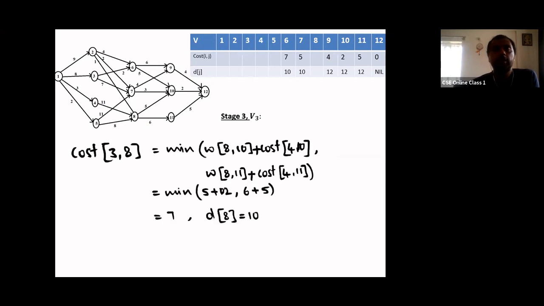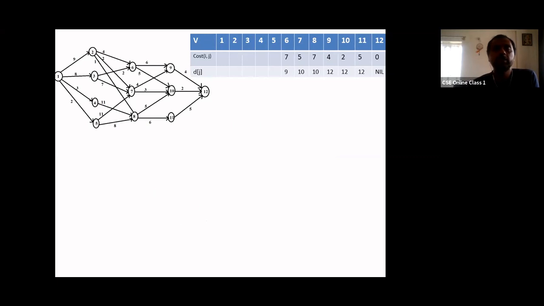Fine. So similarly, can you try for the second stage vertices? Yes, sir. Second stage vertices are 2, 3, 4, 5. Okay. So vertex 2 has 3 outgoing edges, going to vertex 6, vertex 7, and vertex 8. So when we have 3 outgoing edges, we have a computation among all 3, and we need to find out which is the least cost among them.